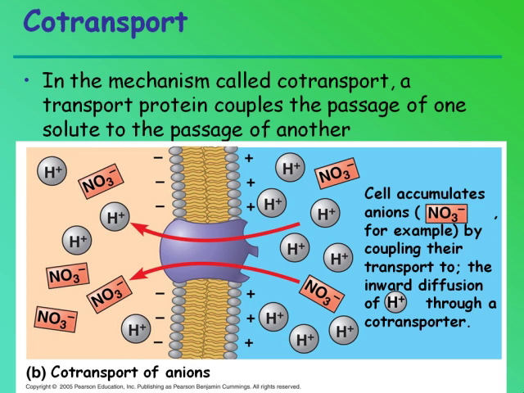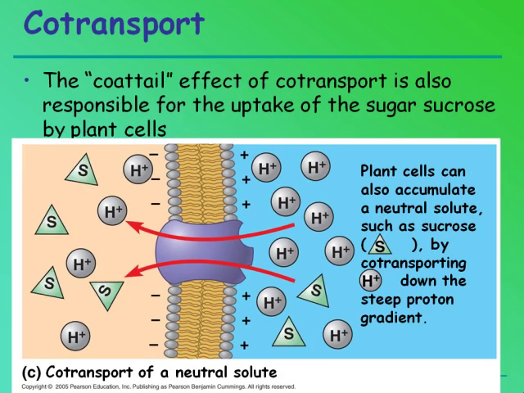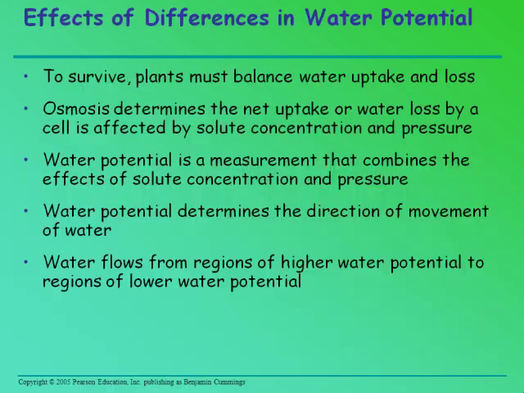Co-transport of anions. These are anions because they're negative. And then lastly, we talked about this first semester, co-transport of a neutral solute such as sugar, okay, sucrose. Plant cells can also accumulate a neutral solute such as sucrose, which are the triangle S's, by co-transporting hydrogen ions down the steep proton gradient. Okay, so they are pumped out and then they flow back in down the gradient, taking sucrose with them.